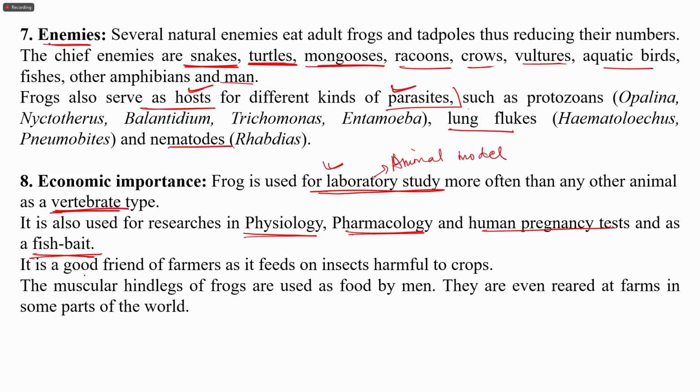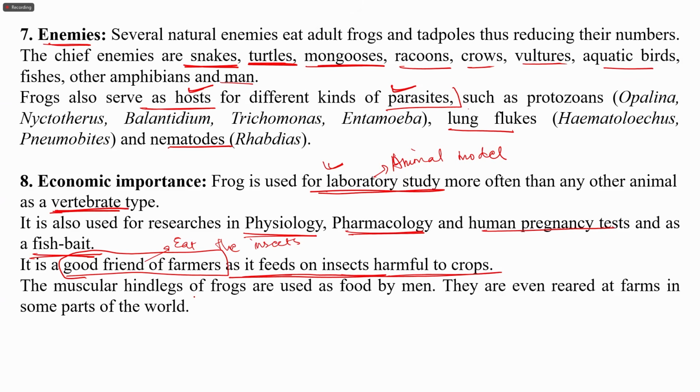It is a good friend of farmers. Like the earthworm, frogs are also a good friend of farmers. Why? Because they eat insects. Frogs feed on insects, so they act as good friends for farmers because they feed on the insects which are harmful to the crops, thus preventing the insects from manifesting on the crops.